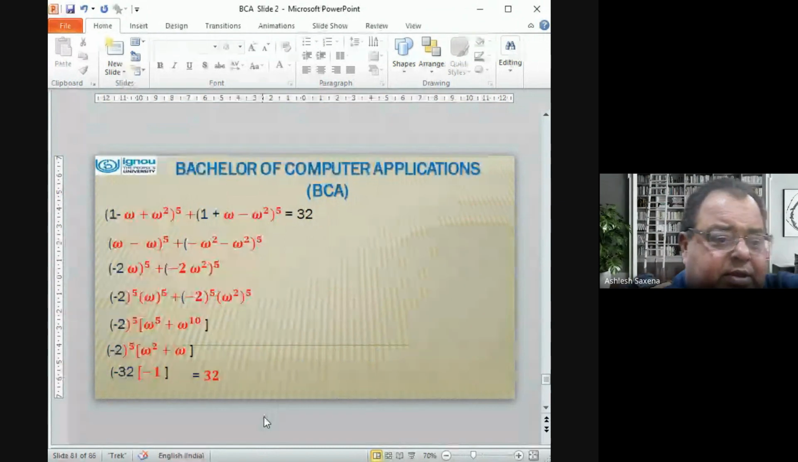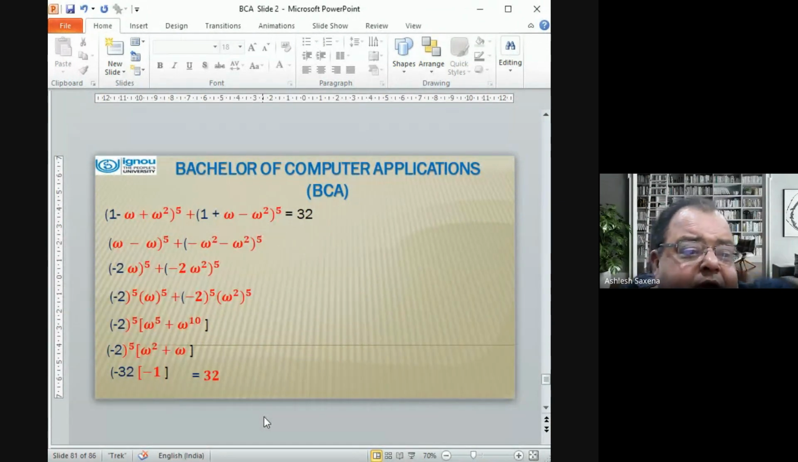Now this is another question. (1 minus omega plus omega square) power 5 plus (1 plus omega minus omega square) power 5 is equal to 32. You have to prove it.